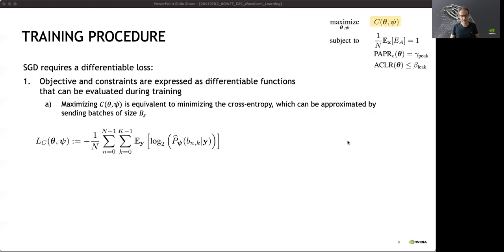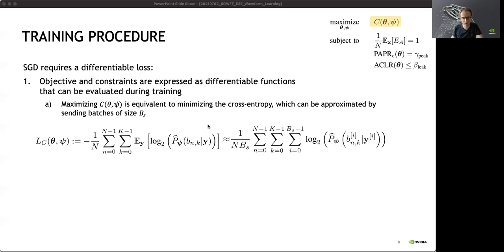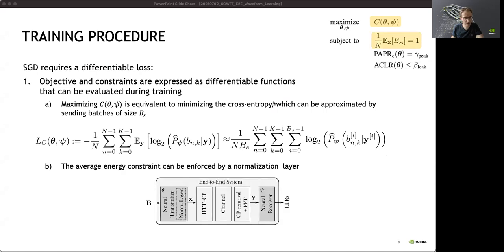Maximizing the achievable rate that I've shown in the previous slide boils down to minimizing the sum of the binary cross entropies, where the expectation here is simply approximated using Monte Carlo sampling with a batch of B samples. Our first constraint, the average energy constraint, can be enforced by using a normalization layer that normalizes the variance of each batch. So it's a bit like batch norm.